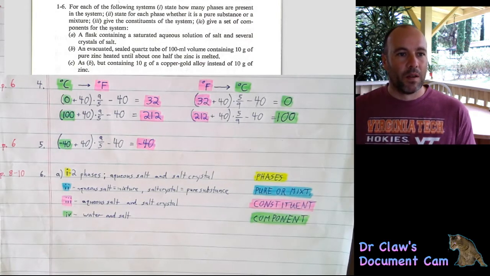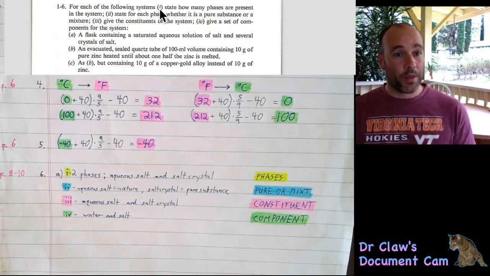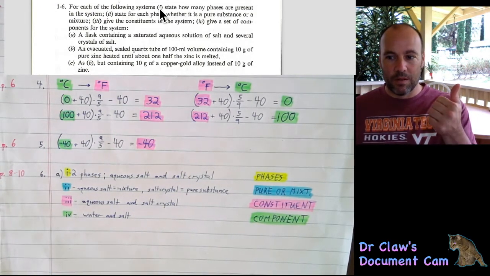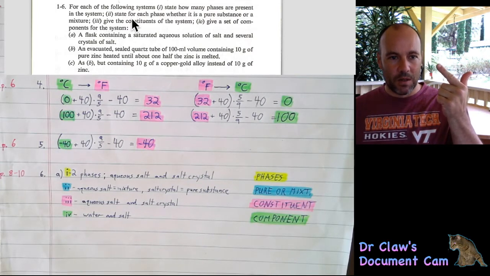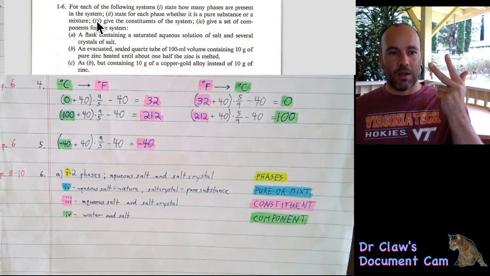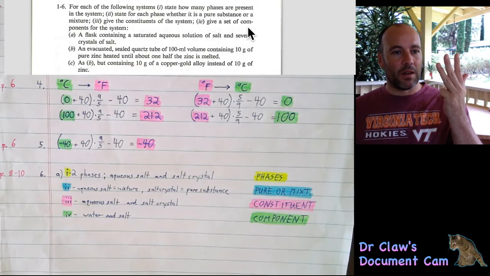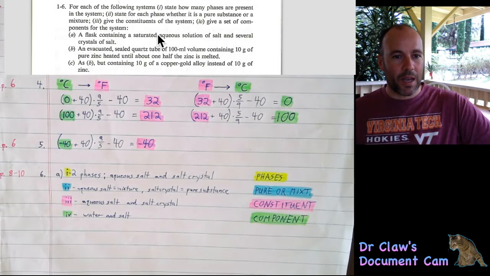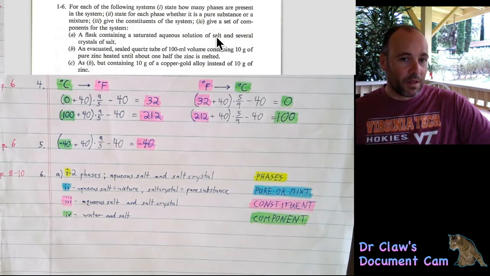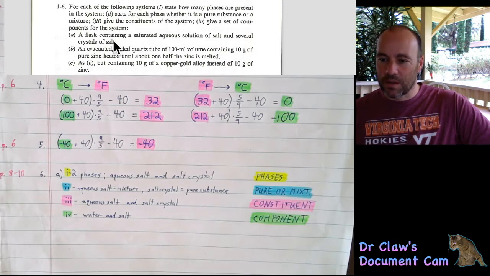Okay. For each of the following systems, it wants you to do 4 things. 1, state how many phases are present in the system. 2, state for each phase whether it's a pure substance or a mixture. 3, give the constituents of the system. And 4, give a set of components for the system. So the first system is a flask containing saturated aqueous solution of salt and several crystals of salt.